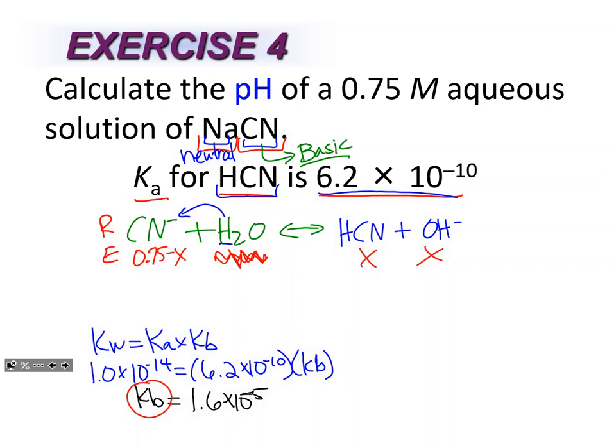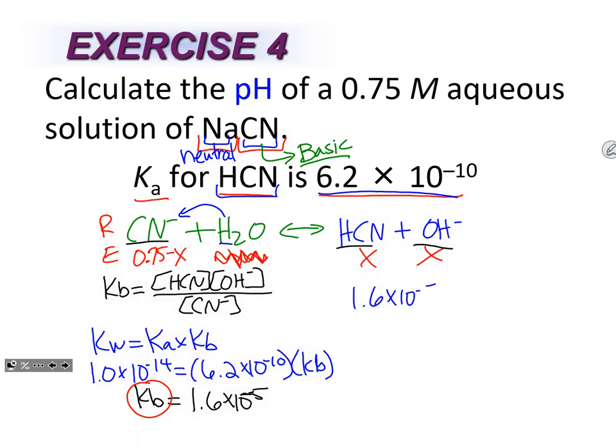Then all we have to do is write out our expression. So Kb is going to equal hydrocyanic concentration times hydroxide concentration, products over reactant, the cyanide, like so. And we just plug in our variables and calculate. So we get 1.6 times 10 to the minus 5 is equal to x squared, because x times x, over 0.75 minus x.